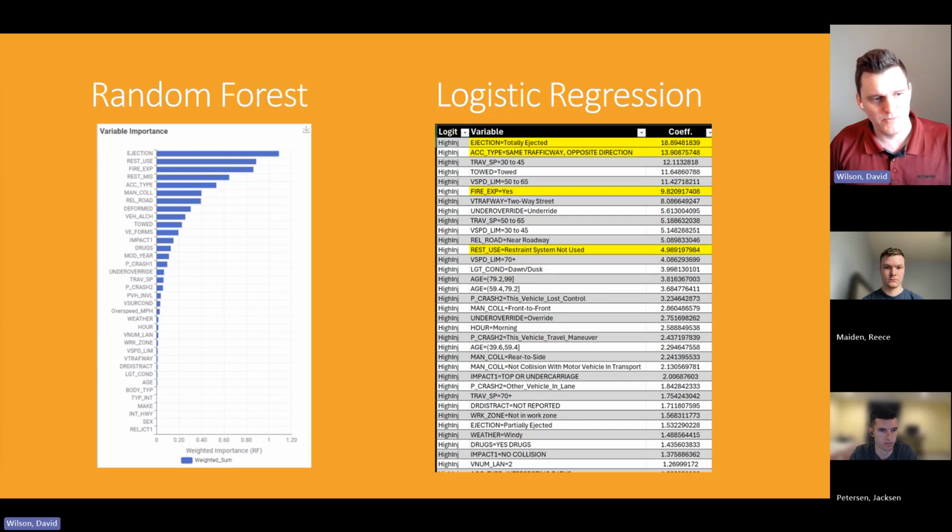Accident type equals same traffic way, opposite direction as the number 2. A little bit further down the list, occurrence of a fire in the vehicle, yes, is 9.8, and restraint use at number 12, restraint system not used. So that kind of gives us some validation that our random forest variable importance is accurate.